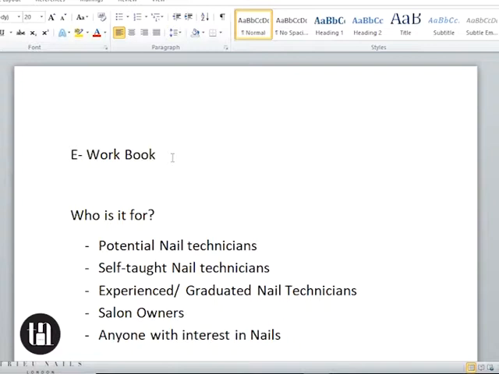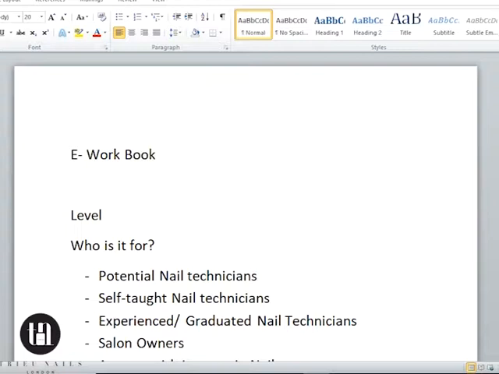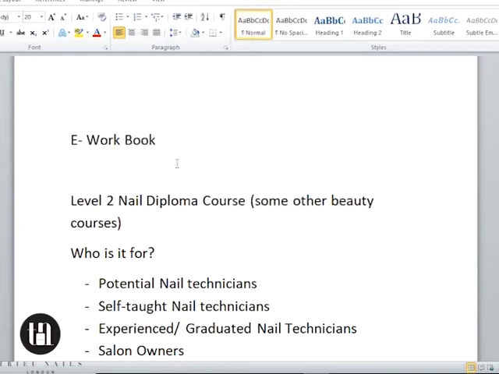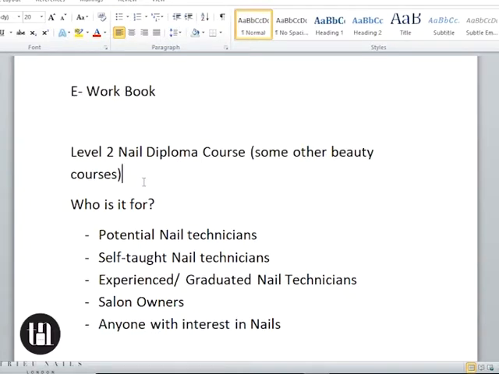This course is generally for any level 2 equivalent nail diploma course. It also does overlap with other beauty courses. So I hope you do find it useful.